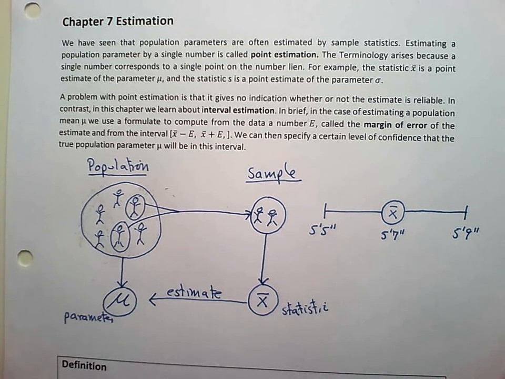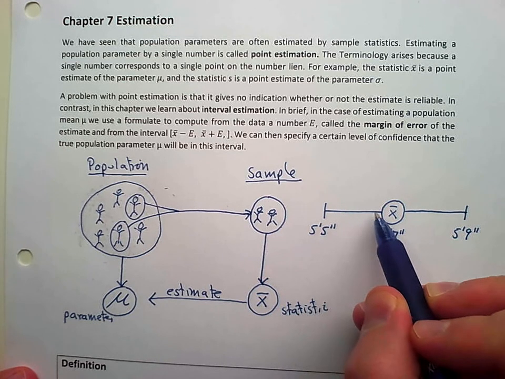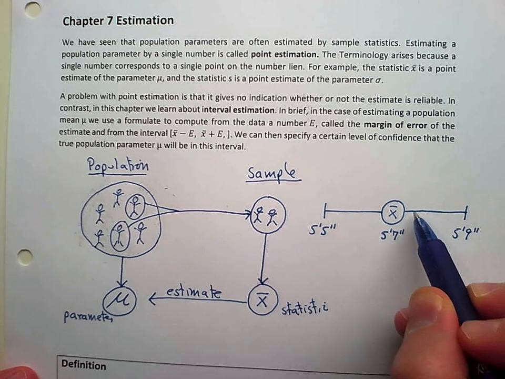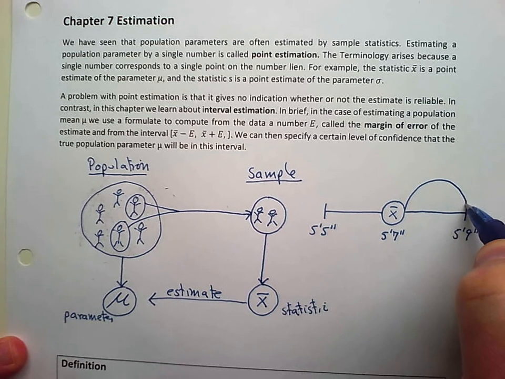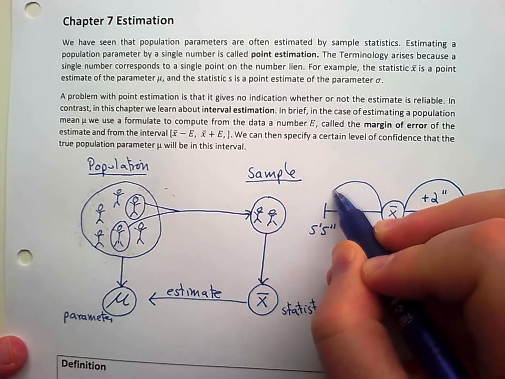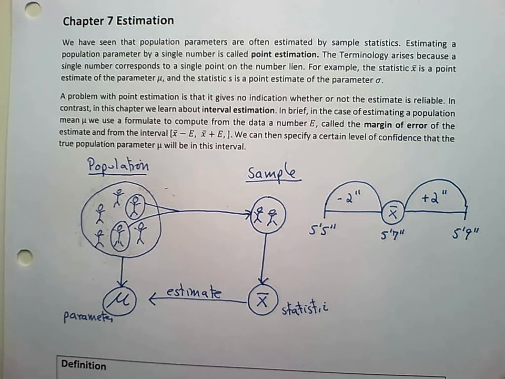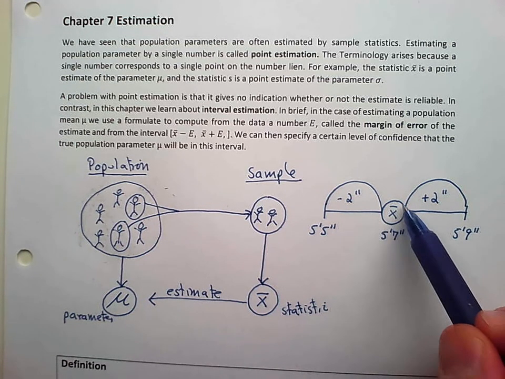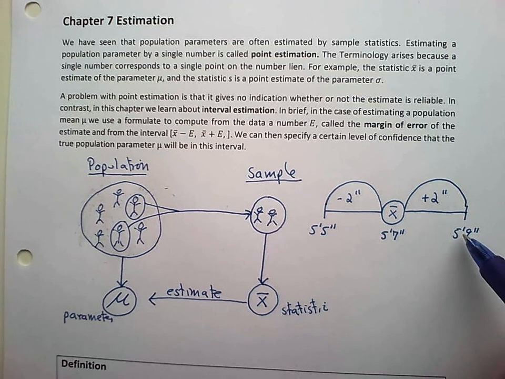Well, what we just did here is we gave ourselves a little bit of wiggle room. We gave ourselves a little bit of wiggle room below our estimate and a little bit of wiggle room above our estimate. Here, I just so happened to choose to add 2 inches to this side and to subtract 2 inches from this side, right? Again, I'm just pulling these numbers out of thin air to give ourselves a better idea of what this chapter is going to be dealing with. So, I said, I think the average height is 5'7", but I'm pretty sure it's somewhere between 5'5" and 5'9".